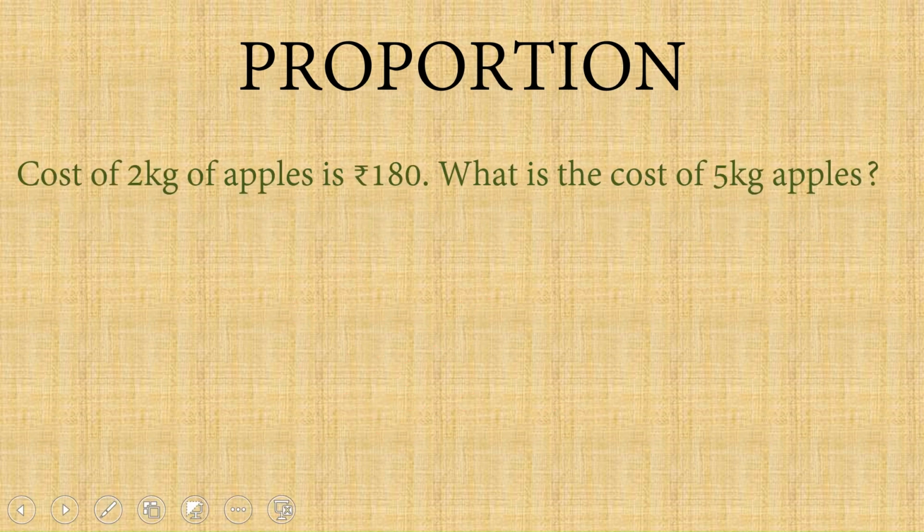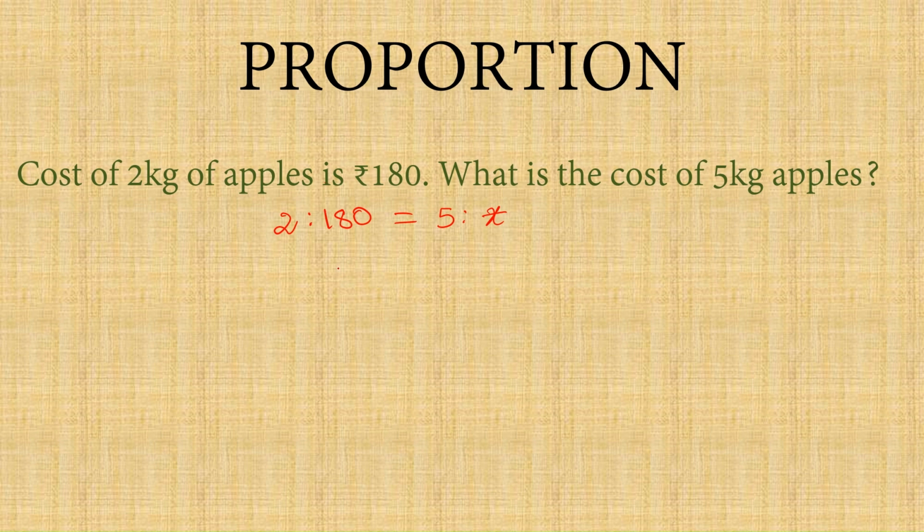Let us look into another example. The cost of 2 kgs of apples is 180 rupees. What is the cost of 5 kgs of apples? 2 kgs is for 180 rupees, and as the cost would remain the same, it would be equal to 5 kgs for how many rupees? In that we'll keep x as the value.